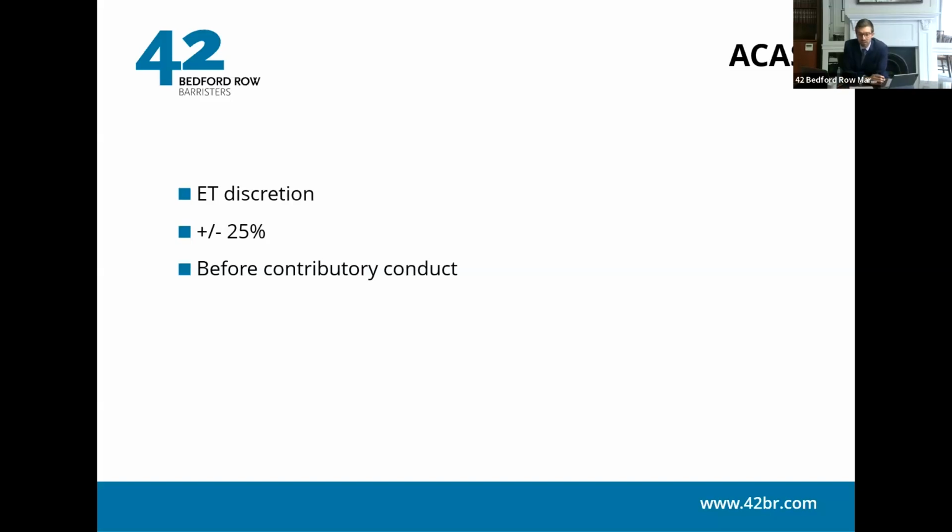Just a couple of slides considering some of these points in slightly more detail. The ACAS adjustment is in the employment tribunal's discretion and can range between 0 and 25%. In practice, where it is applied, I often do see it applied at the maximum rather than in stages, but it can be at any of those values. And again, it is applied before contributory conduct.